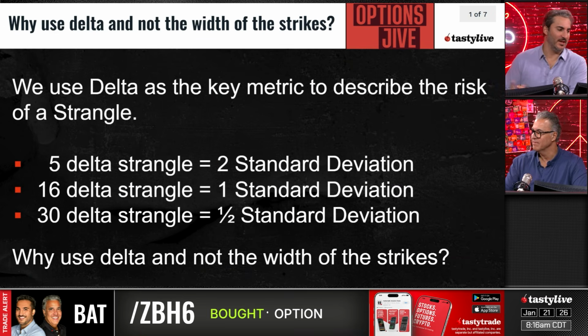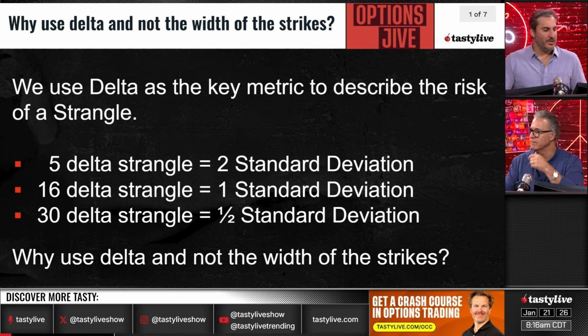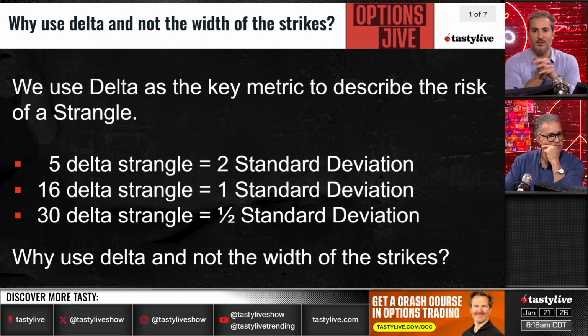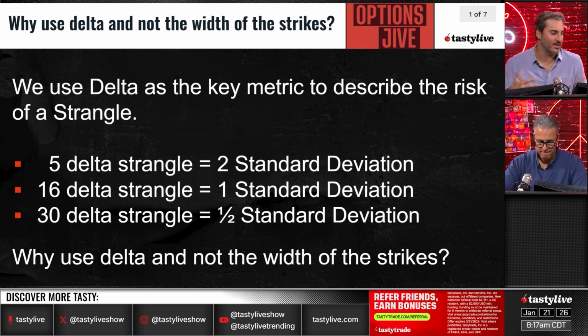Why use delta and not the width of the strikes? We're going to talk about delta of strangles here. We use delta as a key metric to describe the risk of a strangle. When you're going to a 5 delta, it's a roughly 2 standard deviation range that you cover. A 16 delta option on either side is roughly 1 standard deviation. When you go to that 30 delta, you're about half a standard deviation for that strangle.